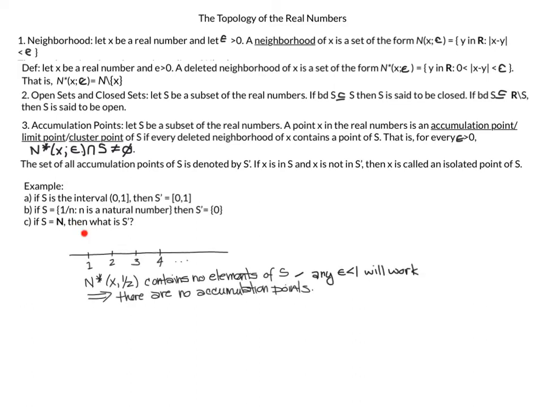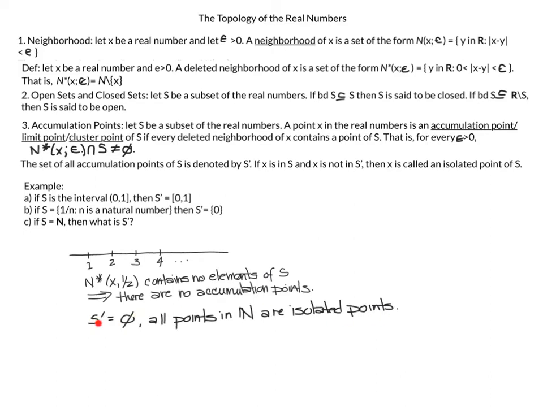Here you can see each natural number, we can draw a neighborhood as long as the neighborhood has an epsilon less than 1. You can see that every deleted neighborhood will miss all the other elements of the natural numbers. So here I just chose epsilon equals 1/2. So for any x in the natural numbers, the deleted neighborhood with epsilon equals 1/2 contains no elements of S, and therefore there are no accumulation points. And I've written that here as S prime is the empty set, and all points in N are considered isolated points.